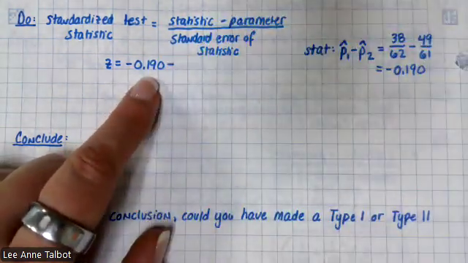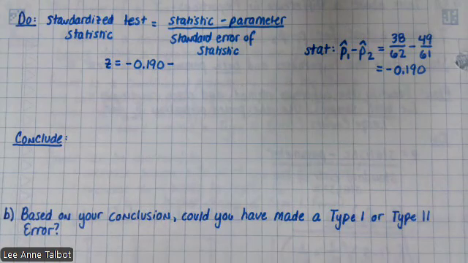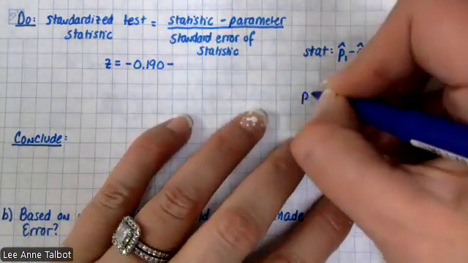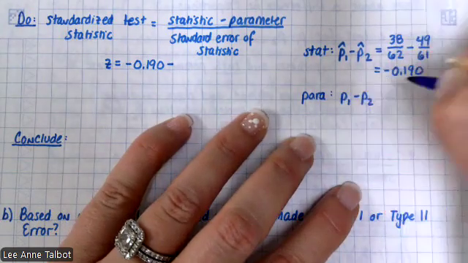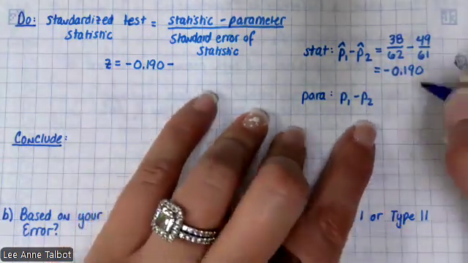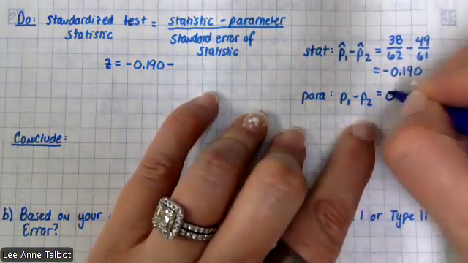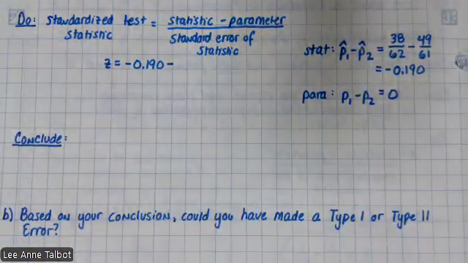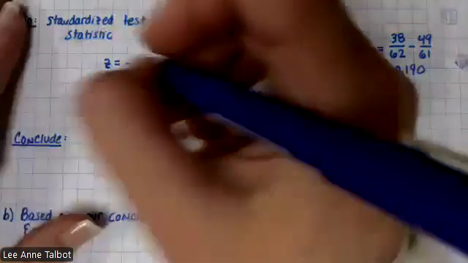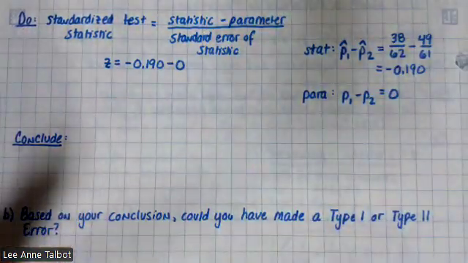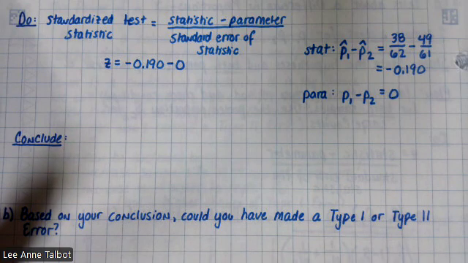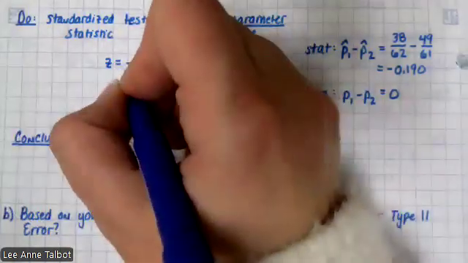Okay, minus. We good? Yes? Okay. Parameter is P1 minus P2 without the hats. And if you look at the null hypothesis, that is 0. And it's going to be 0 for all of them, because the null hypothesis is 0 for all of them. Okay. Over.